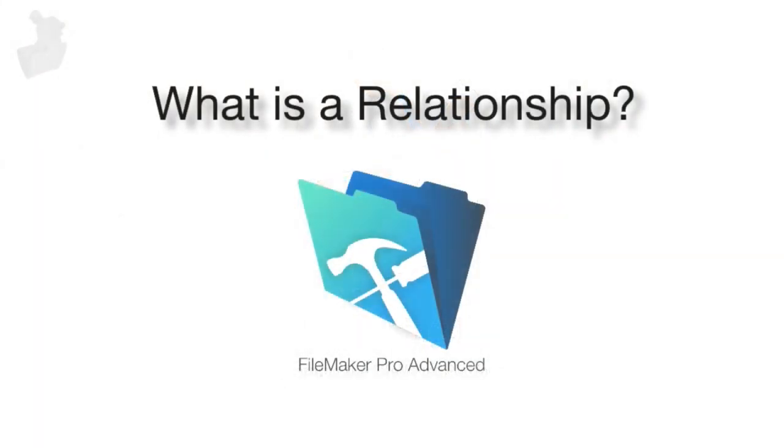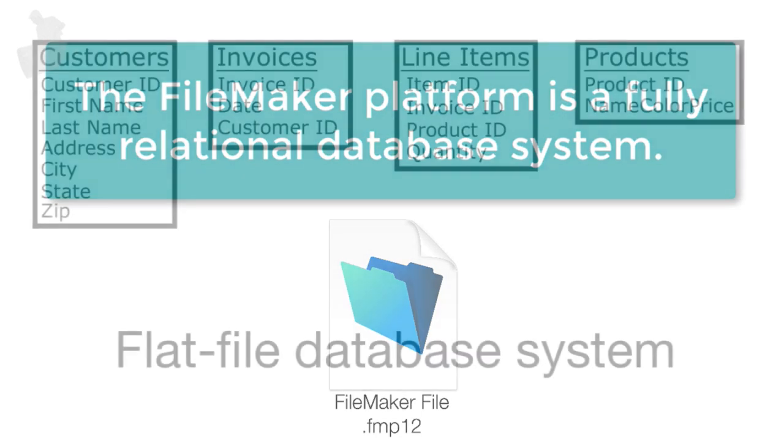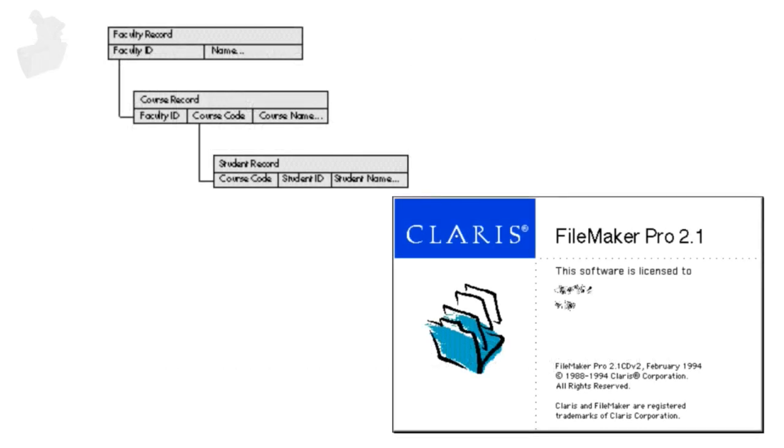In this video, I want to crack open the conversation about relationships. First off, the FileMaker platform is a fully relational database system. Back 25 years ago, FileMaker was a flat file database system, which means that you could build FileMaker layouts and they would look more or less like they do now, but the relational connections were not there. And of course, that's been rectified in the early 90s, and as a result of that, FileMaker's been relational ever since.